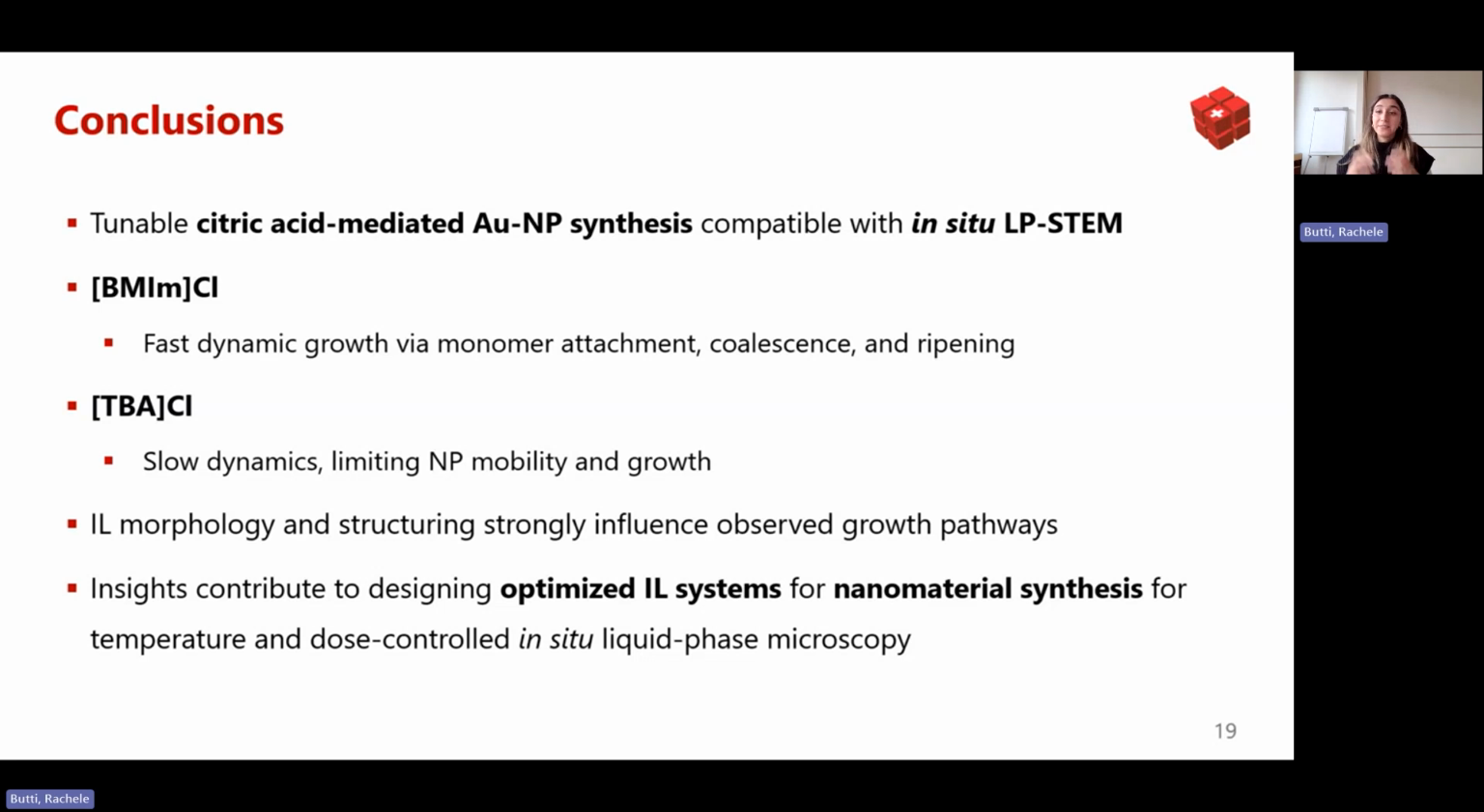And generally, the ionic liquid, here we looked at two different chemical structures, can strongly influence the observed growth pathways, and this contributes to designing optimized ionic liquid systems for the fabrication of new nanomaterials that can be done in dose-controlled in situ liquid phase microscopy.